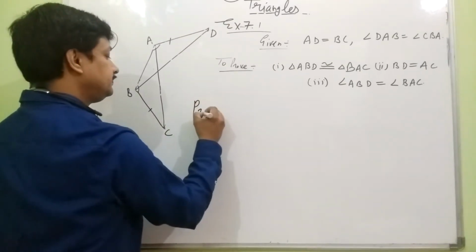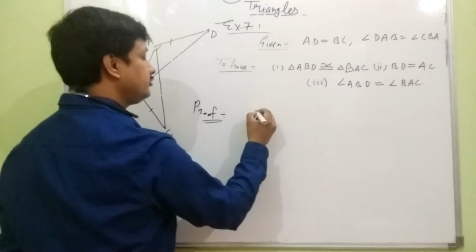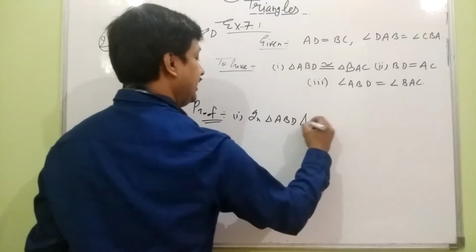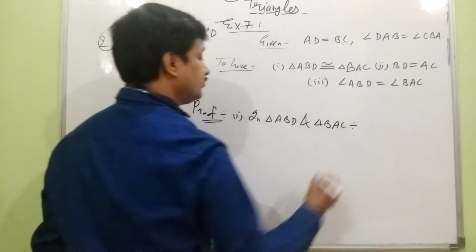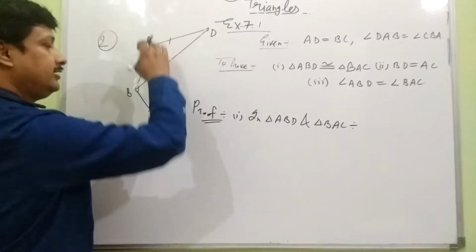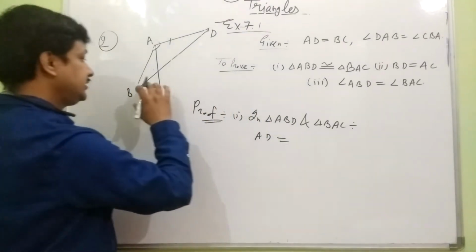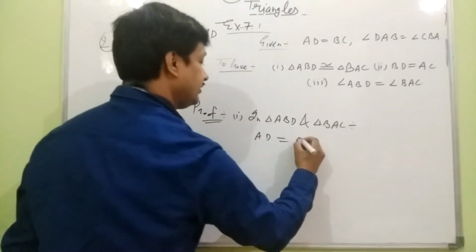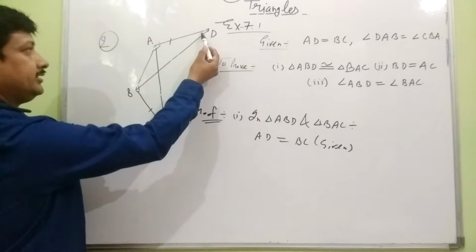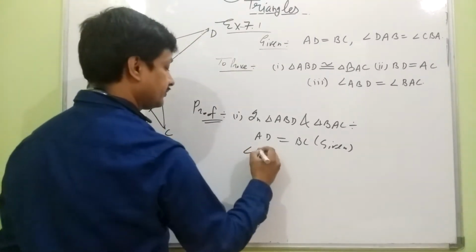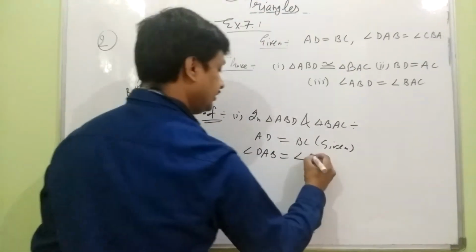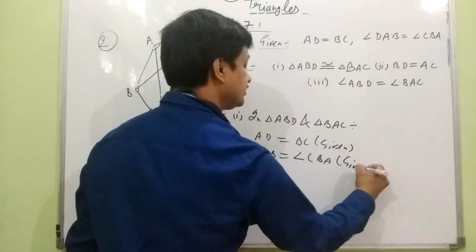It's very simple. First of all, you will introduce the triangles: triangle ABD, and triangle BAC. So what are the three things? First thing is AD equal to BC. AD of this triangle is equal to BC side of this triangle. It is given to us. Second thing, angle DAB is equal to angle CBA of the other triangle. It is also given to us.